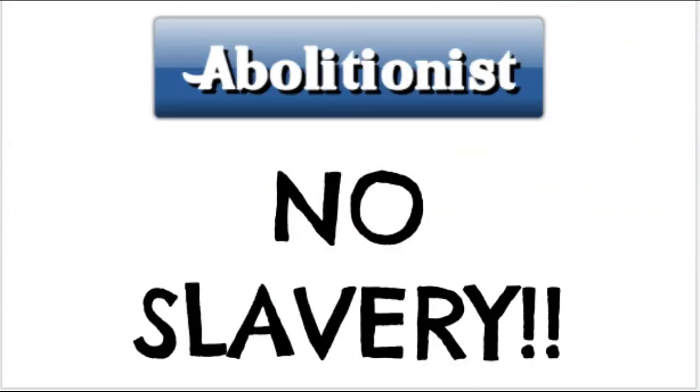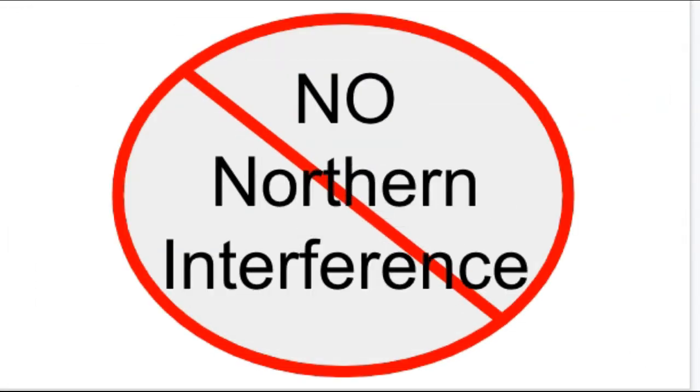Northern abolitionists spoke out against slavery. Abolitionists are a group of people, mostly Northerners, who believed slavery was evil and should be illegal. Wealthy Southerners did not like Northern interference in the Southern way of life.